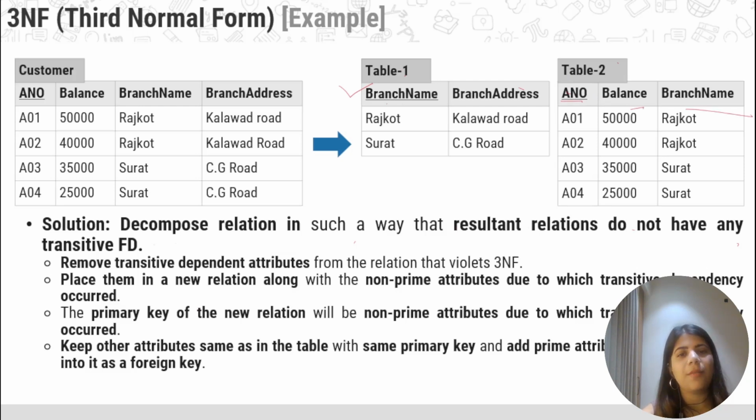So we remove the transitively dependent attributes from the relation that violates the 3NF. We place them in a new relation along with the non-prime attribute due to which the transitive dependency was occurring. So the primary key of the new relation will be the non-prime attribute due to which the transitive dependency occurred. We keep the other attributes the same in the table with the same primary key and add the primary key of the other relation as a foreign key. So the primary key of table 1, which is the branch name, has been given in this table as the foreign key branch name. So both the tables can be linked and there is no transitive dependency over here.